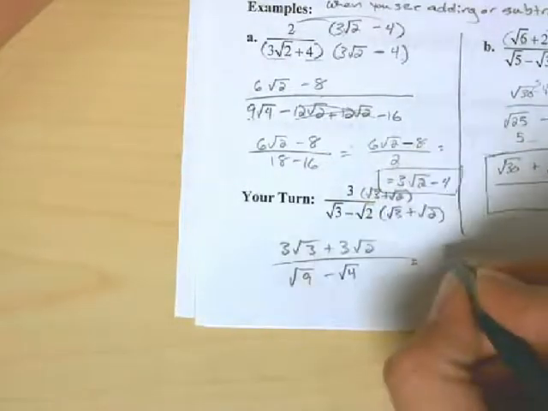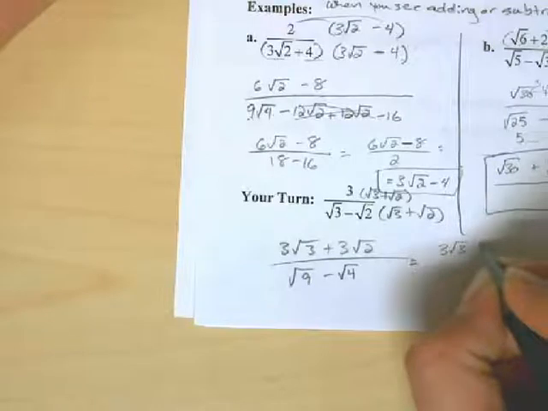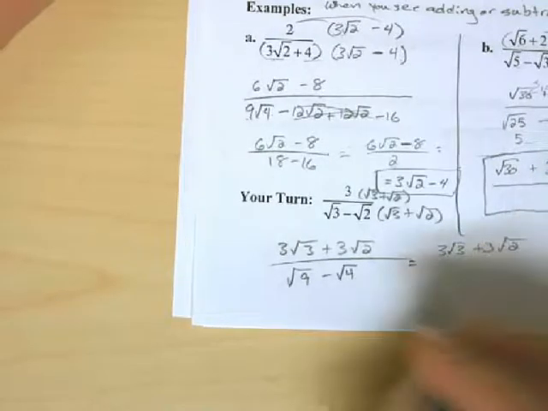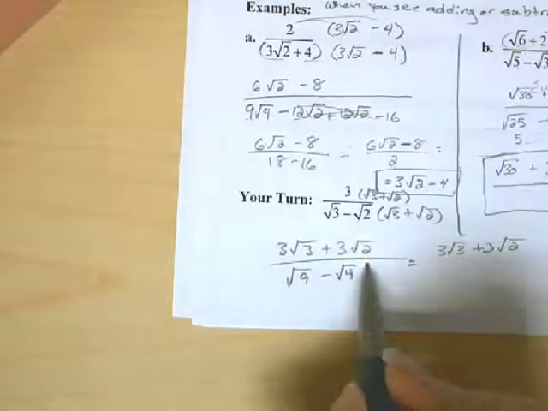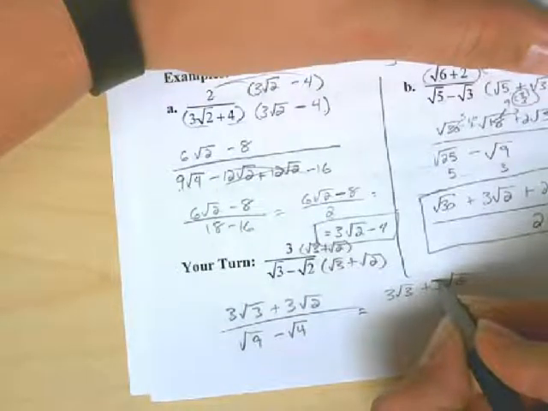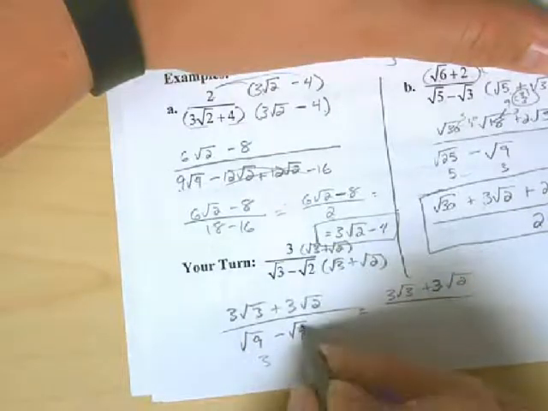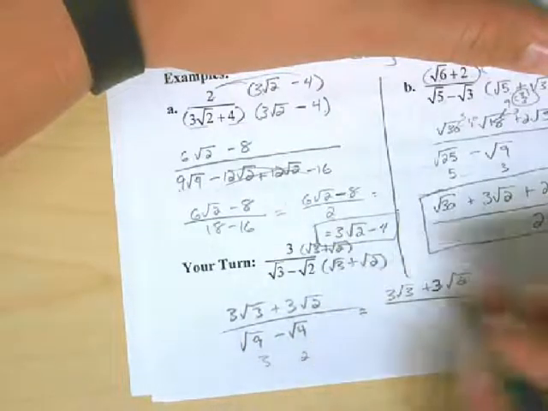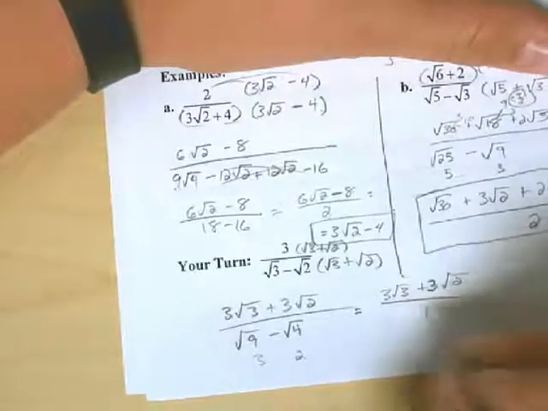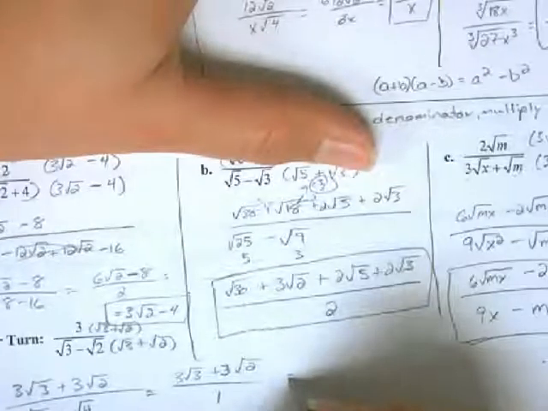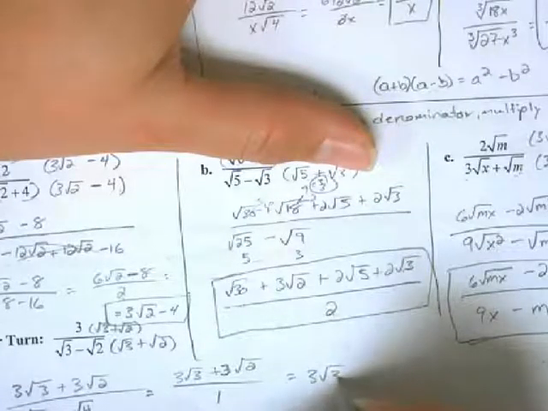Okay, on top, those are not like terms. They're not like radicals. This is the square root of 3, this is the square root of 2, which means they're not like radicals, so I can't put them together. So it's just going to stay like that. Square root of 9 is 3, square root of 4 is 2, 3 minus 2 is just 1. Okay, we don't ever leave 1 on the bottom, we just get rid of it. 3 square root of 3 plus 3 square root of 2.